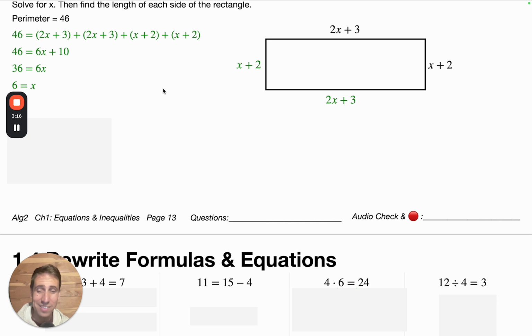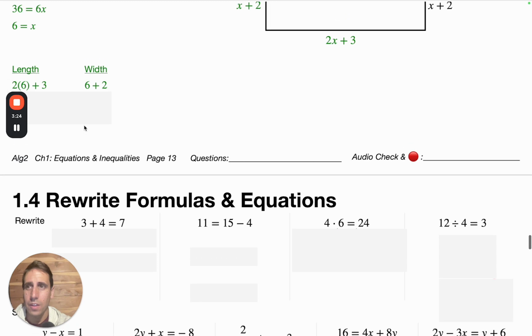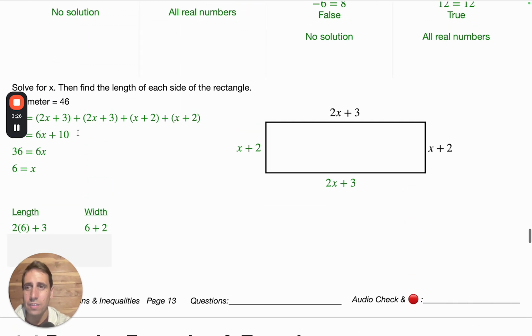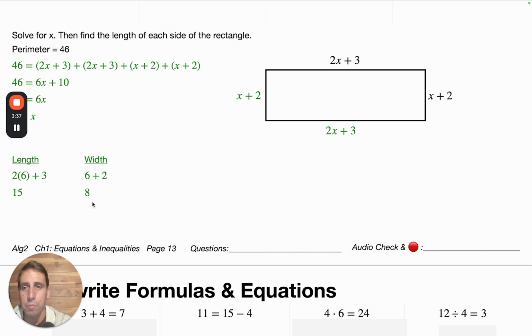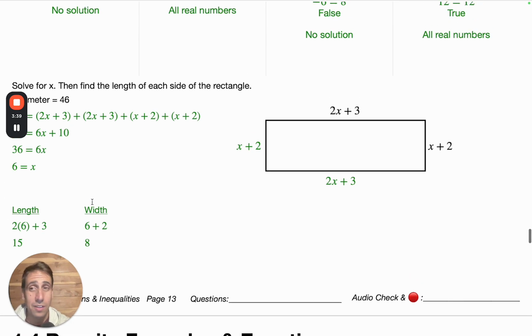Yay, we're done! No, we're not done. We still have to find the length of each side of the rectangle. That's okay, no big deal. We can see here that if x is equal to 6, then the length is going to be 2 times 6 plus 3. That's the length. And the width is going to be 6 plus 2. Now we know what x is. So, boom. There it is. Now we're done.